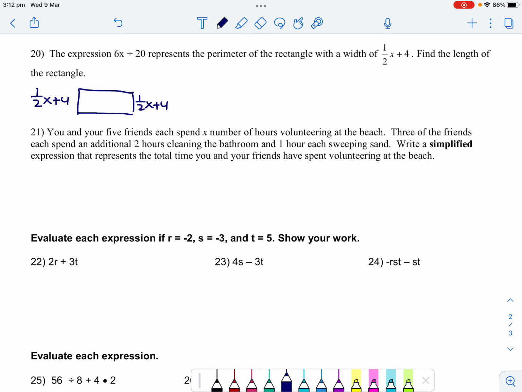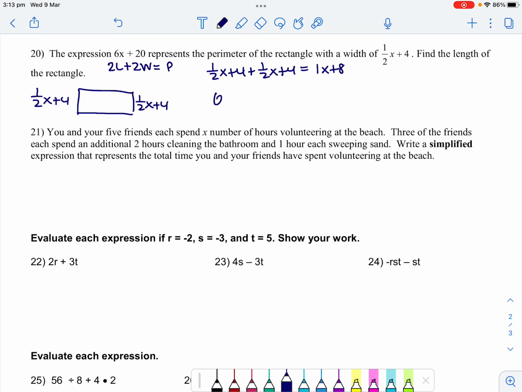Okay, so I know that 2 times the length plus 2 times the width is equal to the perimeter. So 2 times the length plus both of these widths is going to equal my entire perimeter. So I'm going to add the 2 widths together, and I get 1x plus 8. And then if I've got the whole thing, I'm going to take away those 2 sides.